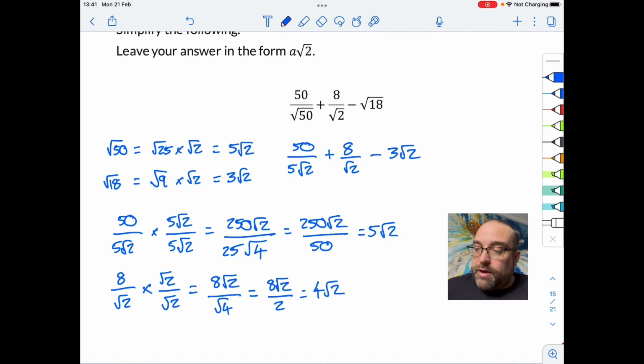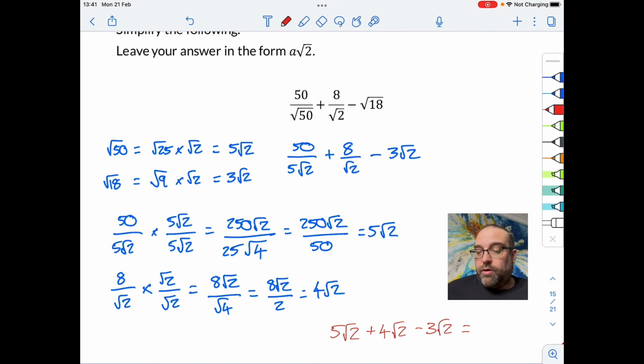Now, if we put all these pieces together, I'm just going to change colour to make it stand out. So the 50 over 5 root 2 has simplified fully down to 5 root 2. So I'm going to write that first, 5 root 2. And the 8 over root 2 simplified down to 4 root 2. So plus 4 root 2. And then the root 18 simplified to minus 3 root 2.